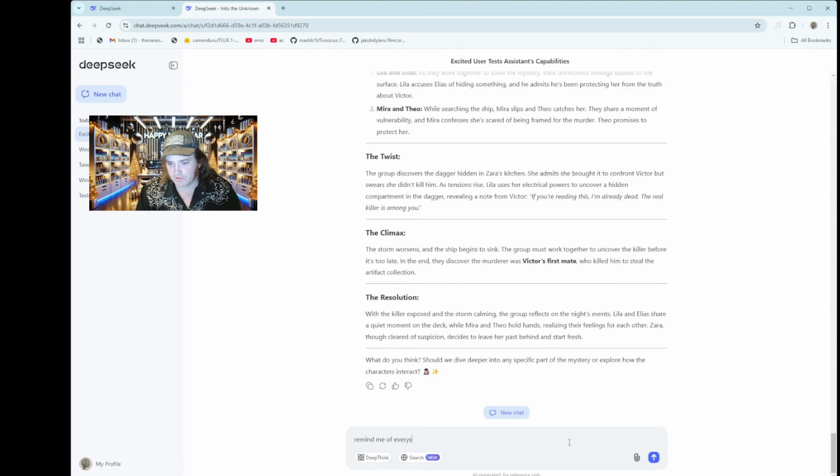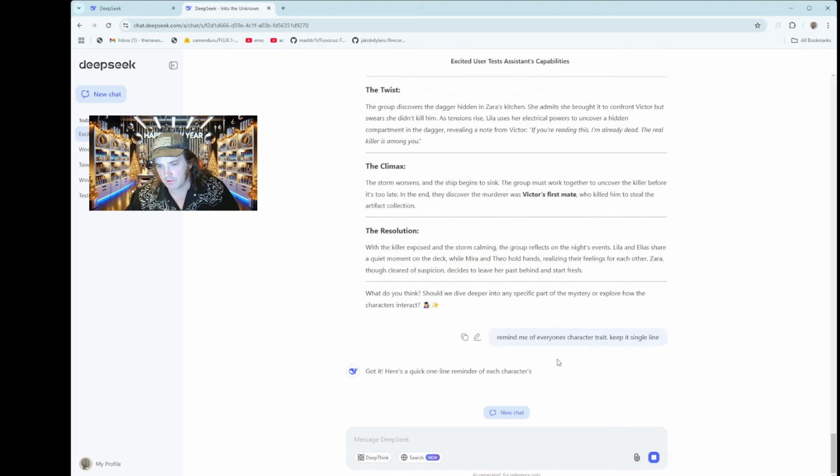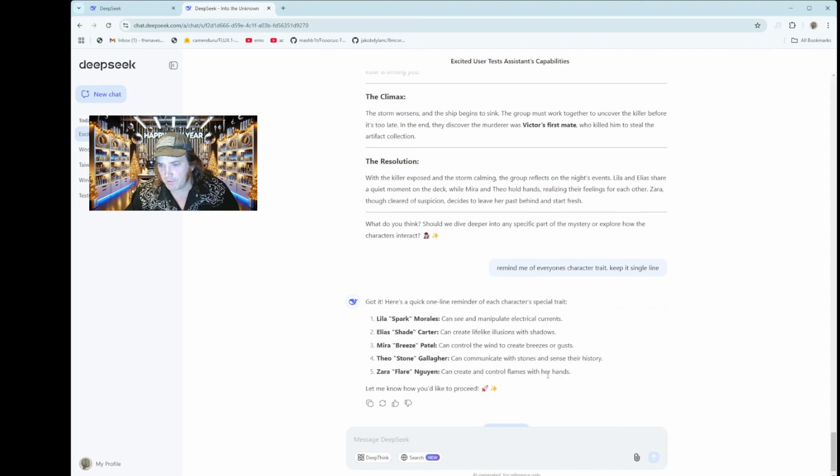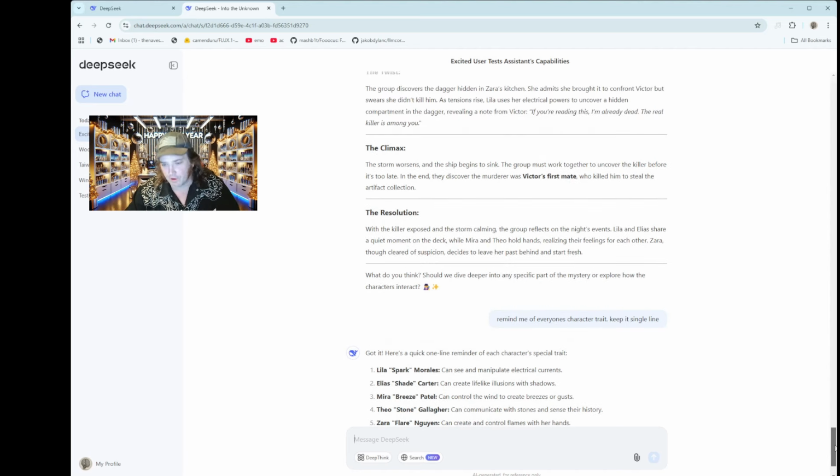of everyone's character trait. Keep it single line. Okay, can see and manipulate electrical currents. Yeah, that was correct. Can create lifelike illusions. Yep. Can control the wind. Can communicate with stones since their history. That's true. Can create and control flames with her hands. Okay, very cool. So it's remembering all of that.